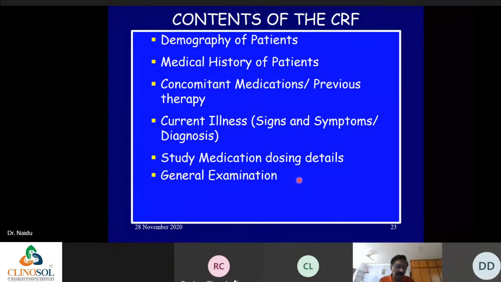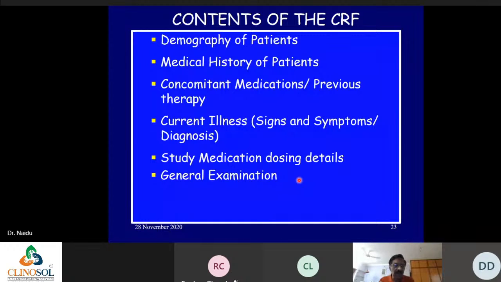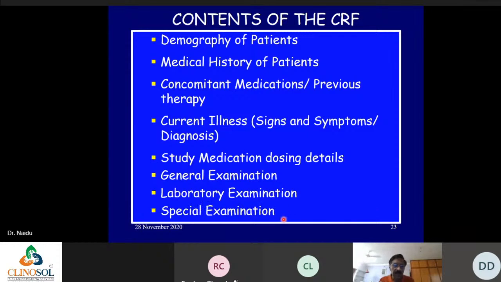Then general examination are the part of case record form. All the lab investigation which are required has to be there on a separate sheet. Special examination, you are doing CT, MRI or any other special examination, that should be mentioned separately on separate sheet.